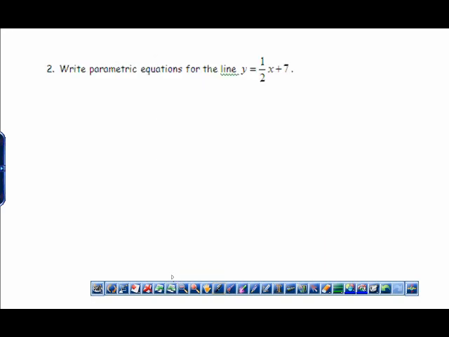Okay, so now we're going to go the other way. In this case, I'm giving you a line with just x and y, and it's linear, obviously. It says line, it's linear. And I'm asking you to write the parametric equations. Now, once again, I'm going to write this down. Remember that t is your true independent variable.